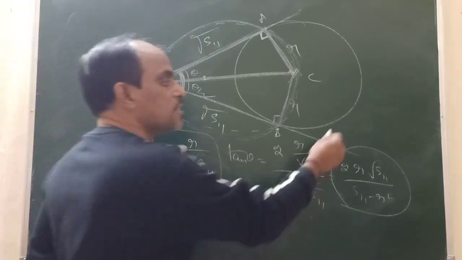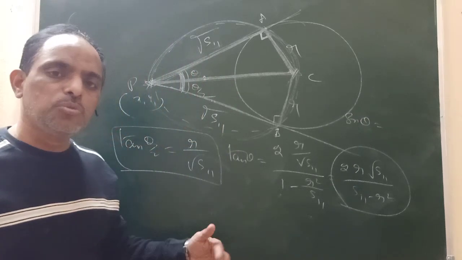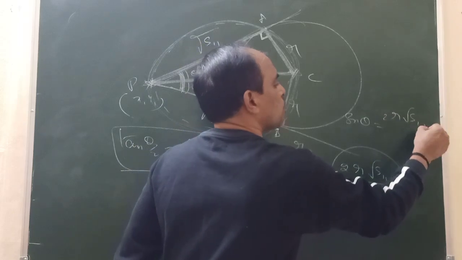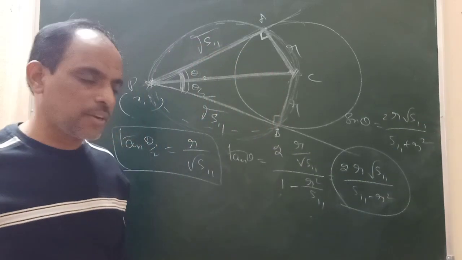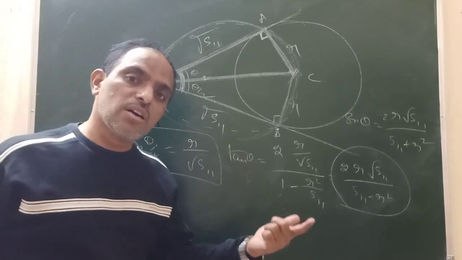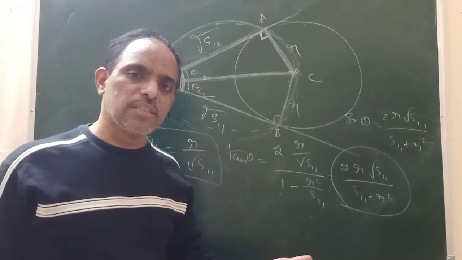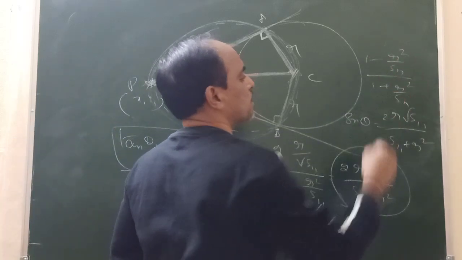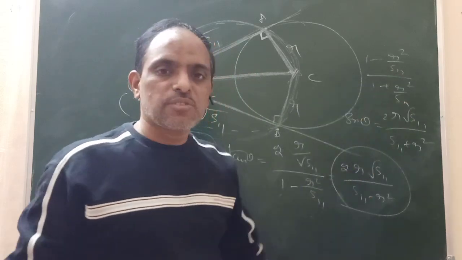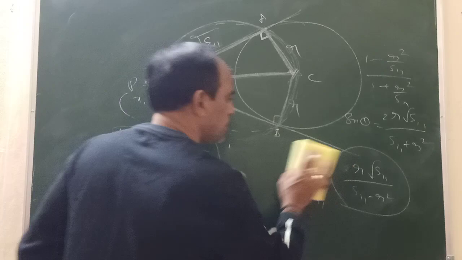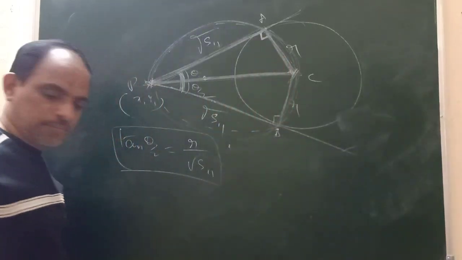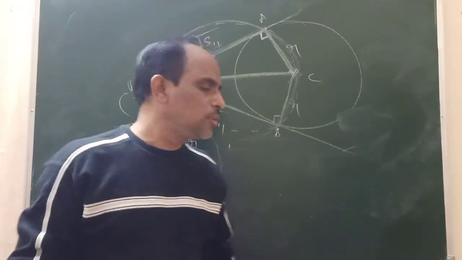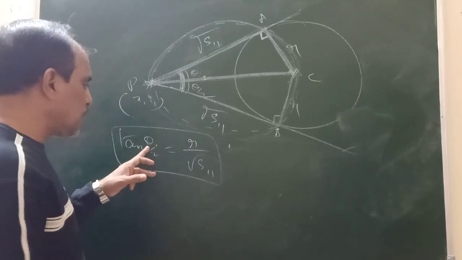From this formula you can find sin theta also. What about sin theta? 2 tan theta by 2 by 1 plus tan square theta by 2. From this you will get sin theta is 2r root s11 by s11 plus r square. And from tan theta by 2 we can also find cos theta. What about the cos theta formula? 1 minus tan square theta by 2 by 1 plus tan square theta by 2, that is 1 minus r square by s11 over 1 plus r square by s11. So s11 minus r square by s11 plus r square, that is cos theta. And you will get one more point here: tan theta by 2 is equal to r by root s11. If the tangents are perpendicular, I already told you, we can also prove from this that theta is equal to 90 degrees.